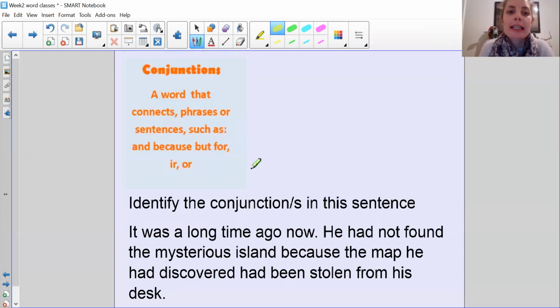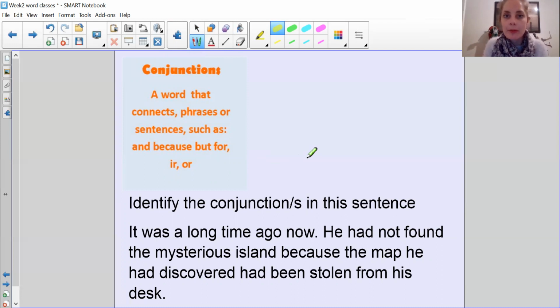Right, a conjunction is a word that connects sentences or phrases like and, because, but, for, or. Okay, so see if you can find out the conjunction in the sentence. It was a long time ago now. He had not found the mysterious island because the map he had discovered had been stolen from his desk. See if you can identify the conjunction in that little paragraph.